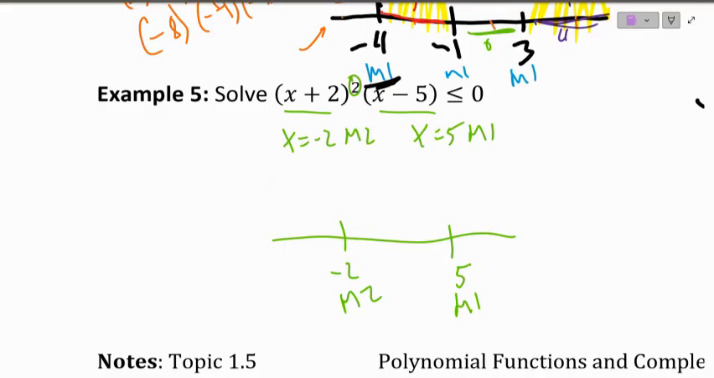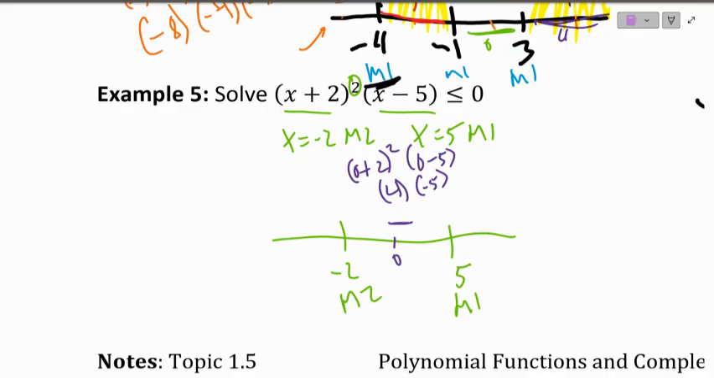What I recommend always doing is if 0 is available, choose 0. So I'm going to choose 0 and say, okay, 0 plus 2 squared, 0 minus 5, that's 2, so I get 4 when I square it, and then -5, that's negative, right? It'd be -20, and I put it in the middle because that's where 0 would be, right, on this number line. Again, it's a number line, so keep that in mind.